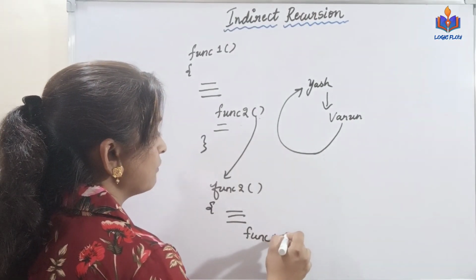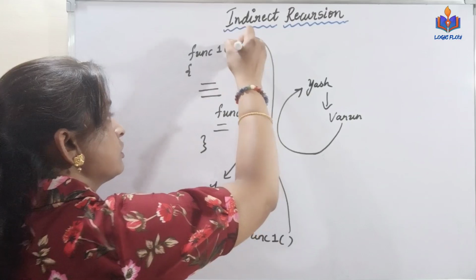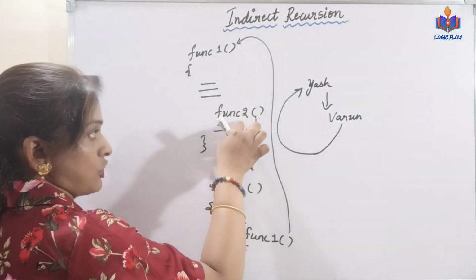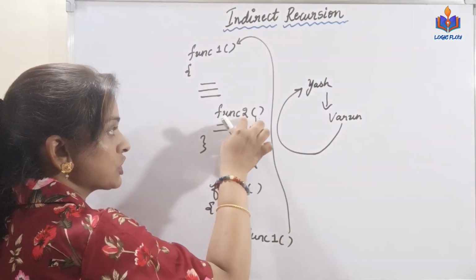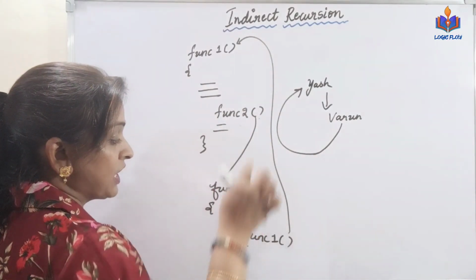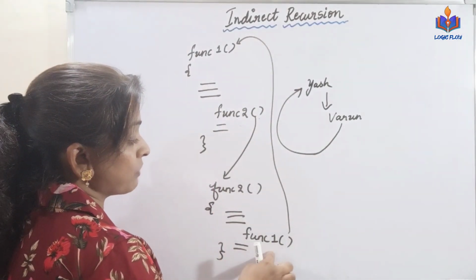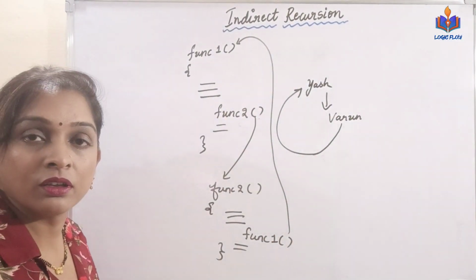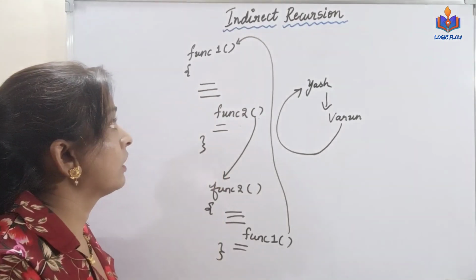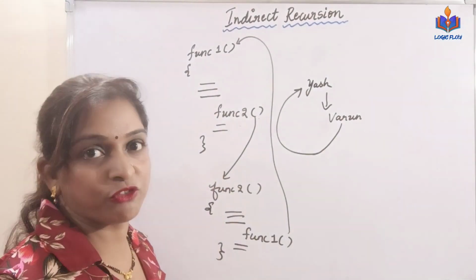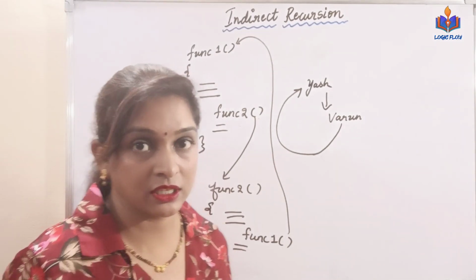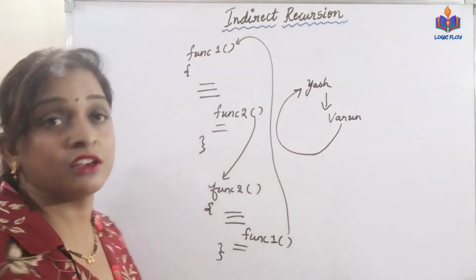Then the control goes to function 1. In function 1, I'm calling function 2. When I call function 2, the control goes to function 2. Inside function 2, I'm calling function 1, so now the control is back to function 1. Again it goes on. But where can I end? Again we should follow the base case and recursive case. Hope you have understood this. This is indirect recursion.